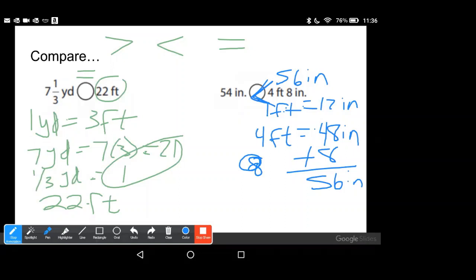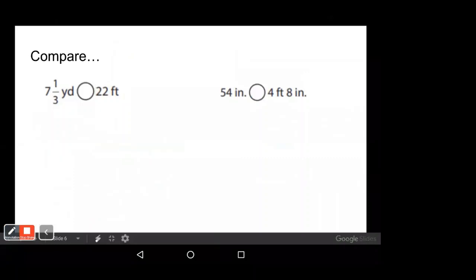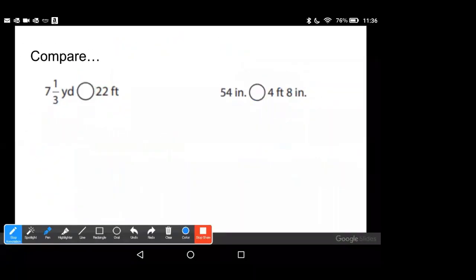Okay, so you have a few of those where you're going to have to compare. And that's it. So hopefully that makes good sense to you.